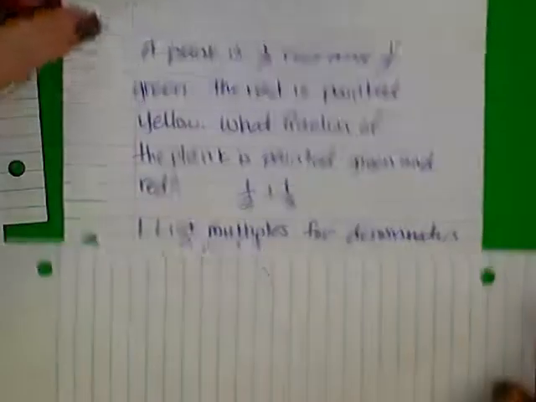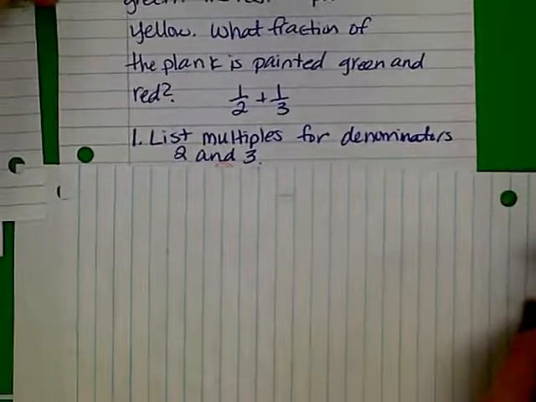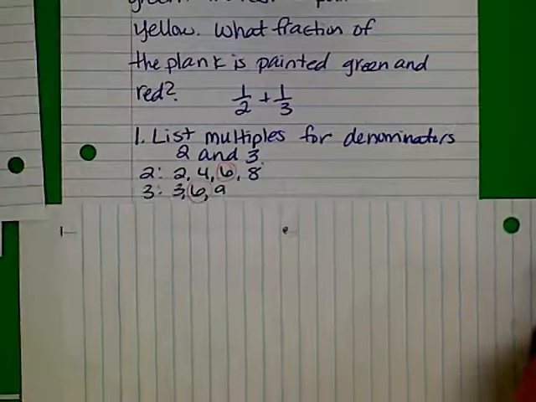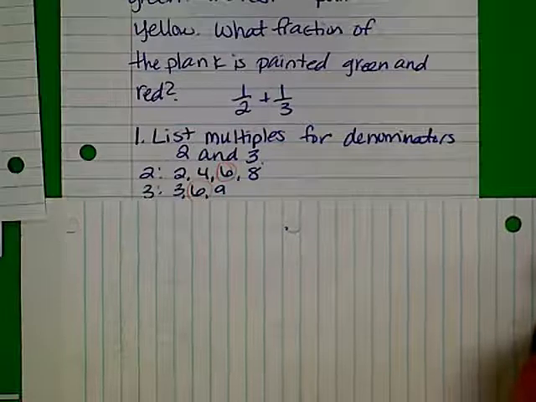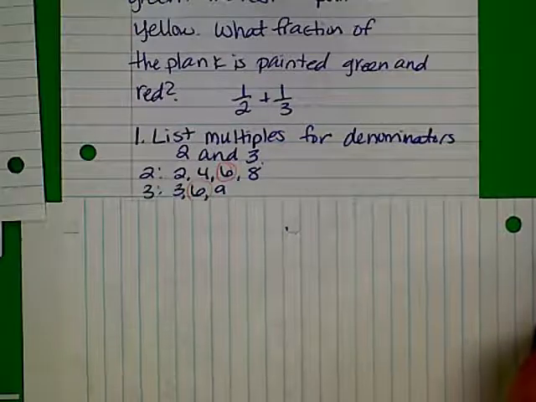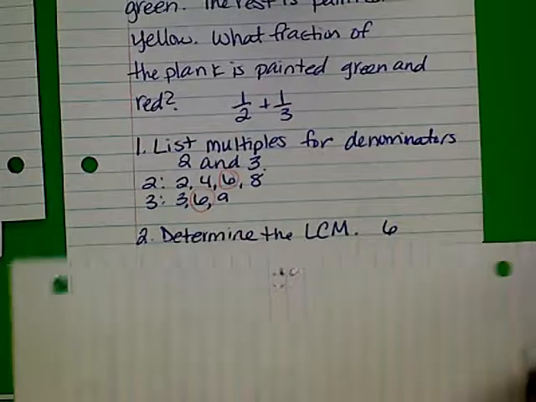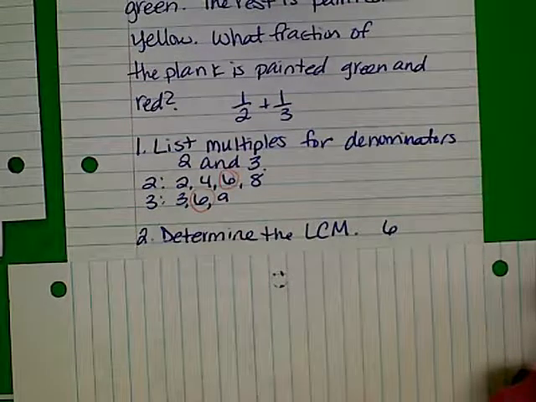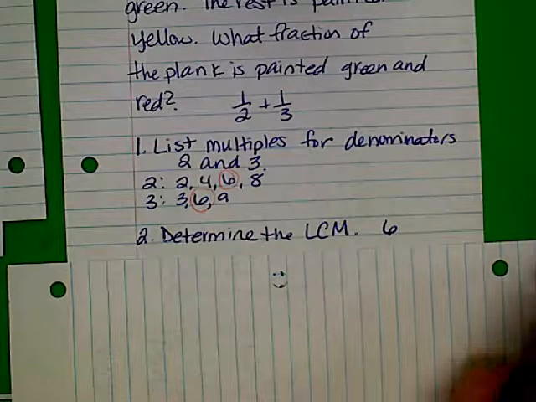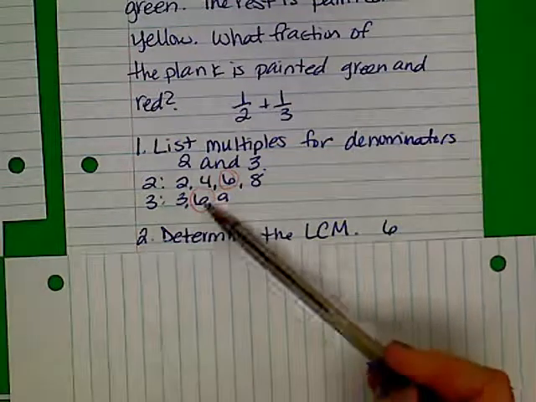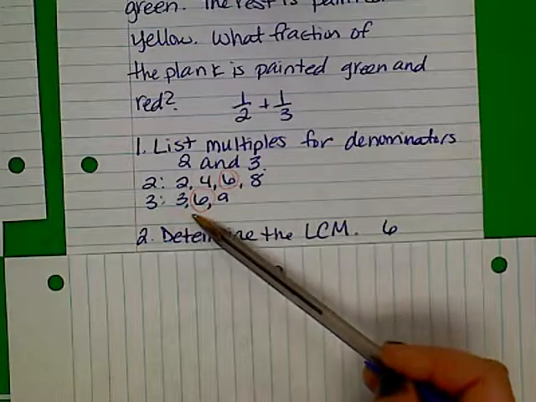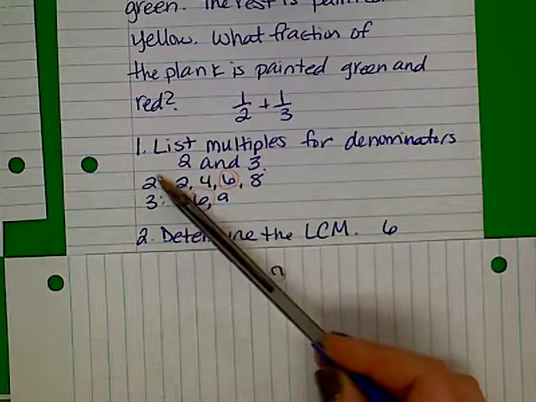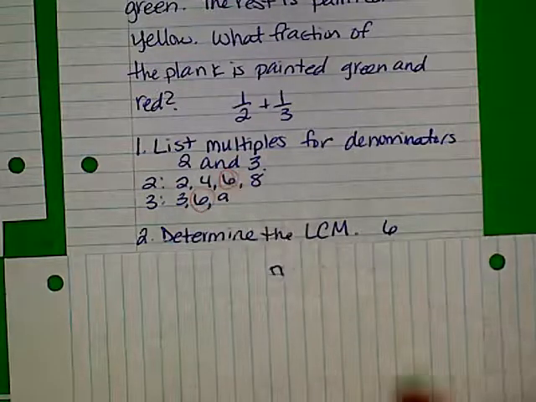The first step is to list all the multiples for denominators 2 and 3. So for 2 we have 2, 4, 6, 8, and for 3 we have the numbers 3, 6, and 9. Step 2, determine the least common multiple, or LCM, which is 6, and I've circled that in red here. You can see this is the first multiple that both factors have in common.